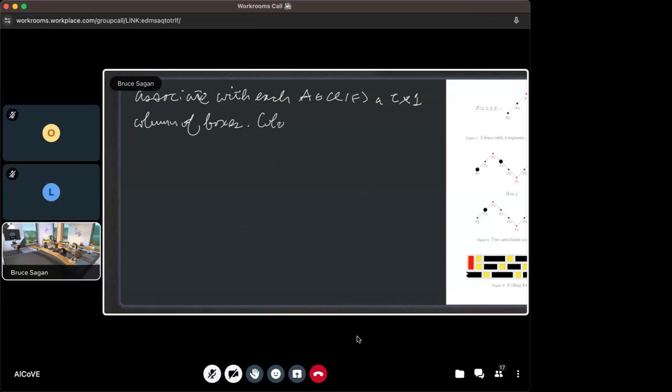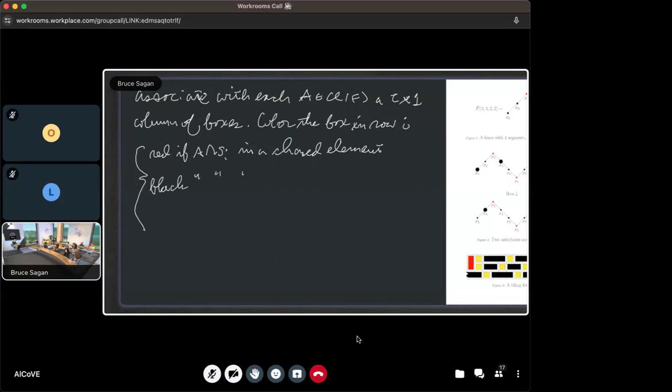So color the box in row i one of 3 colors. It's just going to use the color scheme we're already using. We'll color the box red if the anti-chain intersects the ith segment in a shared element, we're going to color it black if this intersection is an unshared element, and we're going to color it yellow if there is no intersection. So yellow means there's nothing there.